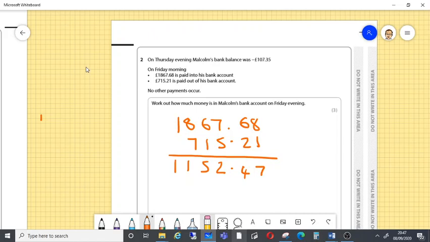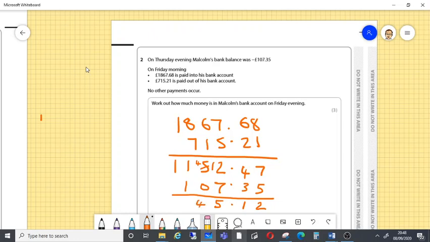After that, £715.21 is taken out, but we've still got this 107.35, which we need to take off that as well. So I'm going to put that underneath, just for ease, really. Okay, so we'll take that away from there, and that will give us the balance on Friday evening. So 7 take away 5 leaves us with 2. 4 take away 3 leaves us with 1. 2 take away 7 we can't do, so we need to borrow 1 from this 5 and put the 1 across. That's now a 4. 12 take away 7 leaves us with 5. 4 take away nothing leaves us with 4.